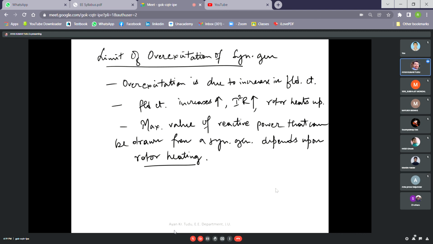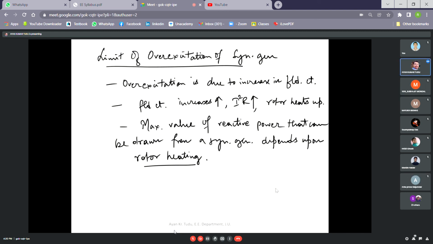Okay? So what is the limit of underexcitation of a synchronous generator? What happens in underexcitation? The excitation is reduced, so IF decreases. Correct. IF decreases means the field current decreases. When the field current decreases, what is happening to the power factor? It is changing from lagging to leading. And what happens to the delta value? Delta increases.